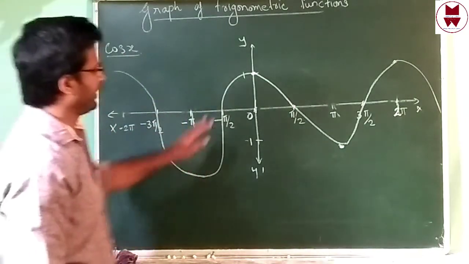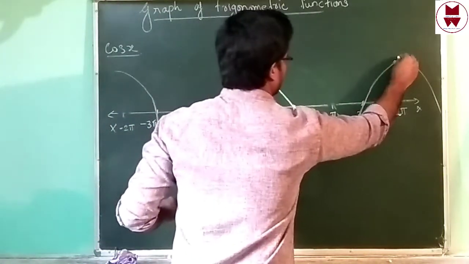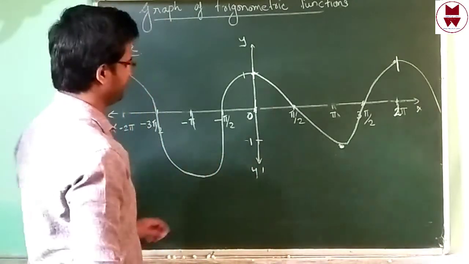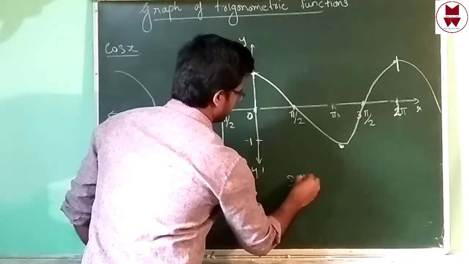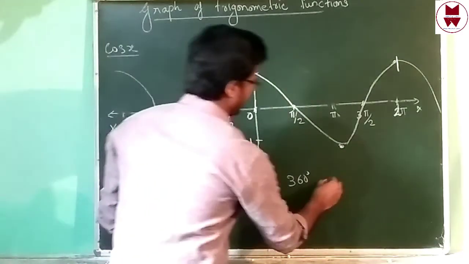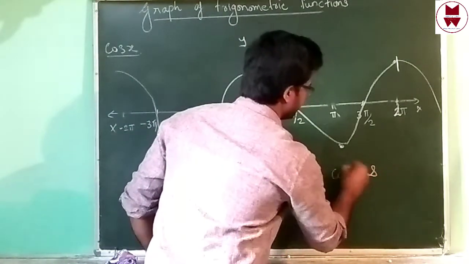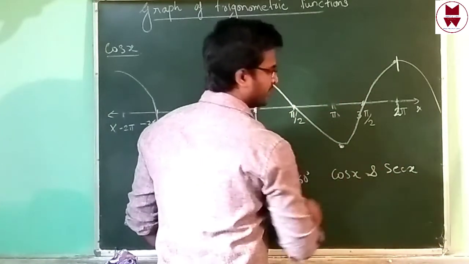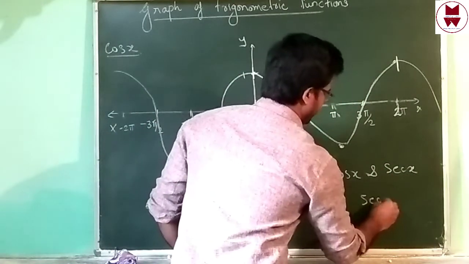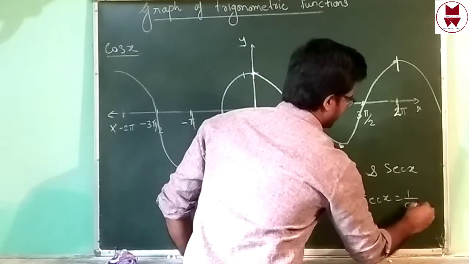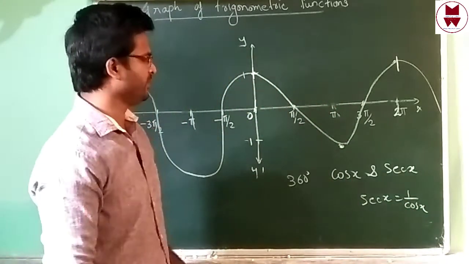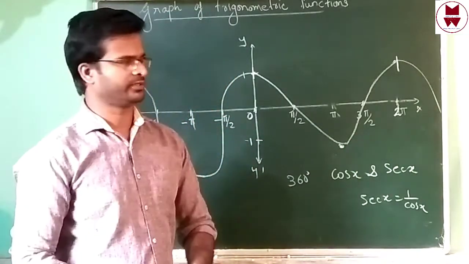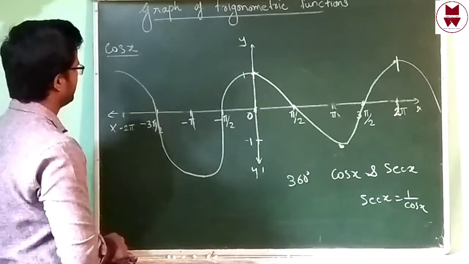In cos also we can see one pattern up to here, the same pattern, isn't it? Then that will repeat. After 360, cos also will repeat. Cos x and sec also, because sec and cos are related, isn't it? Sec x we can write as 1 by cos x. After 360 degree, cos and sec will repeat, same like sine and cosec. This is our cos graph.